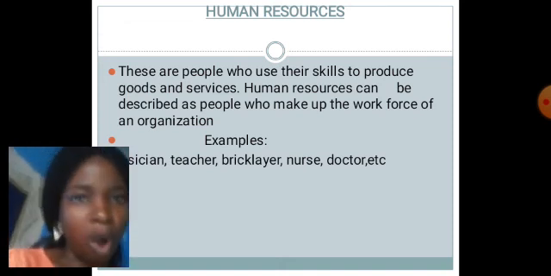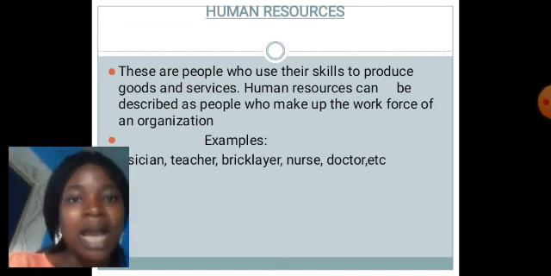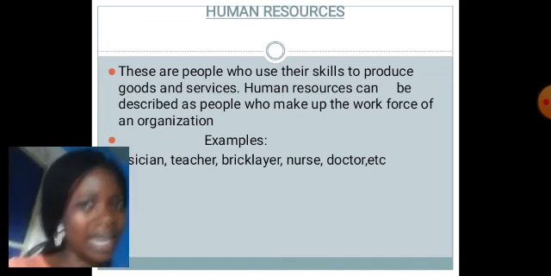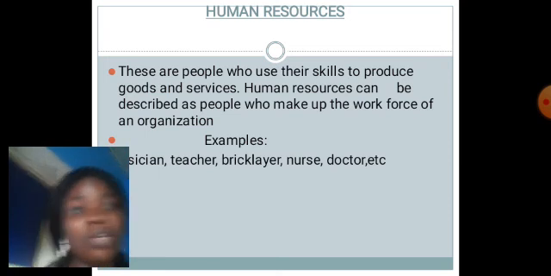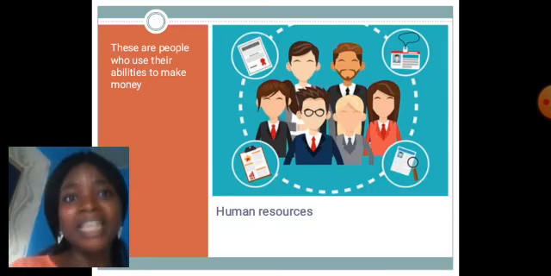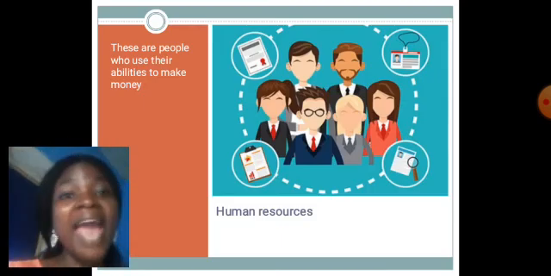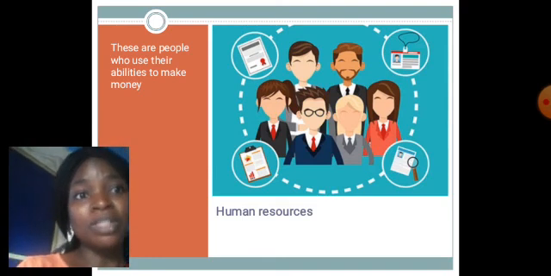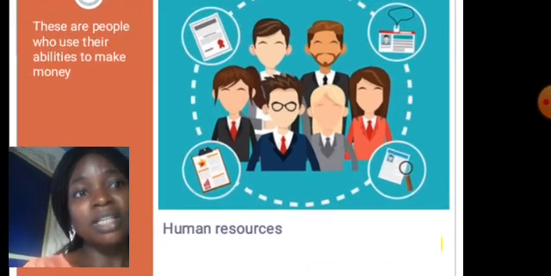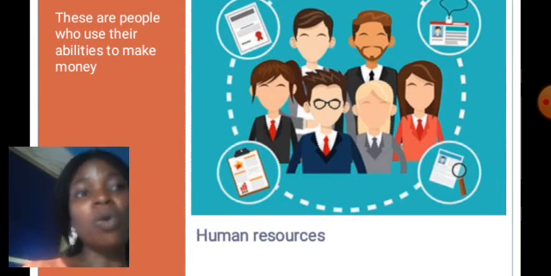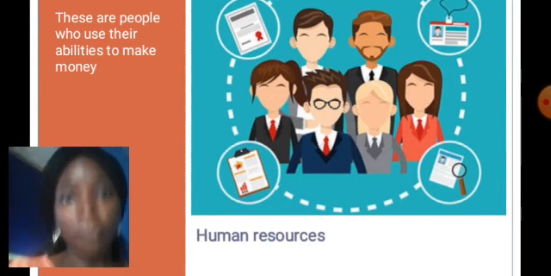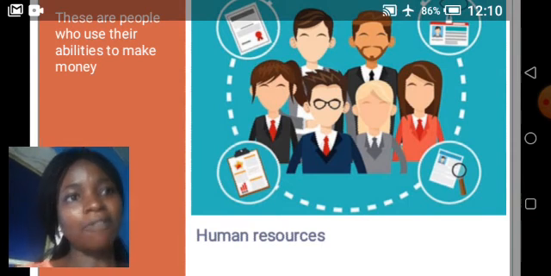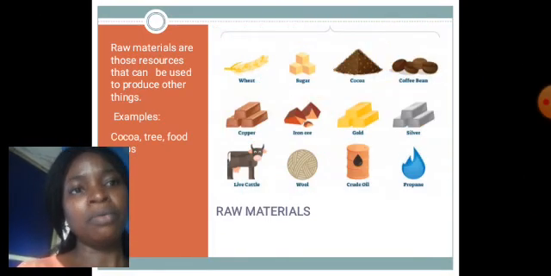Anyone who works and earns money, anyone who renders goods and services for the betterment of the society, of the community, is called human resources. And these people use their abilities to make money. Like I said earlier on, if you look at the picture here now, you're going to see lots of them. You're going to see so many people here. We call all these people human resources. Can I hear you say human resources? That's fine. So we call them human resources.